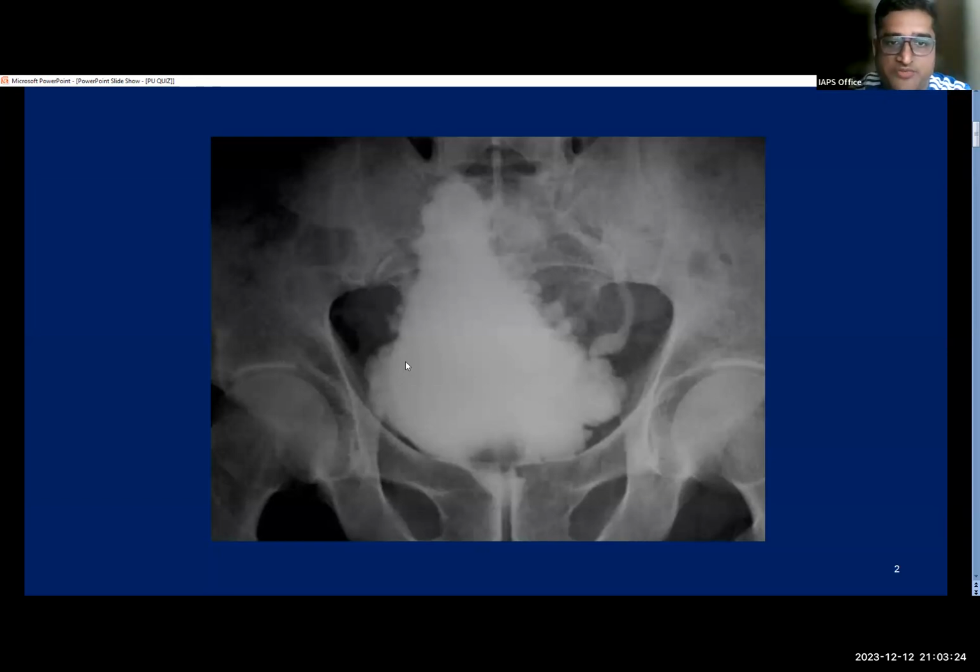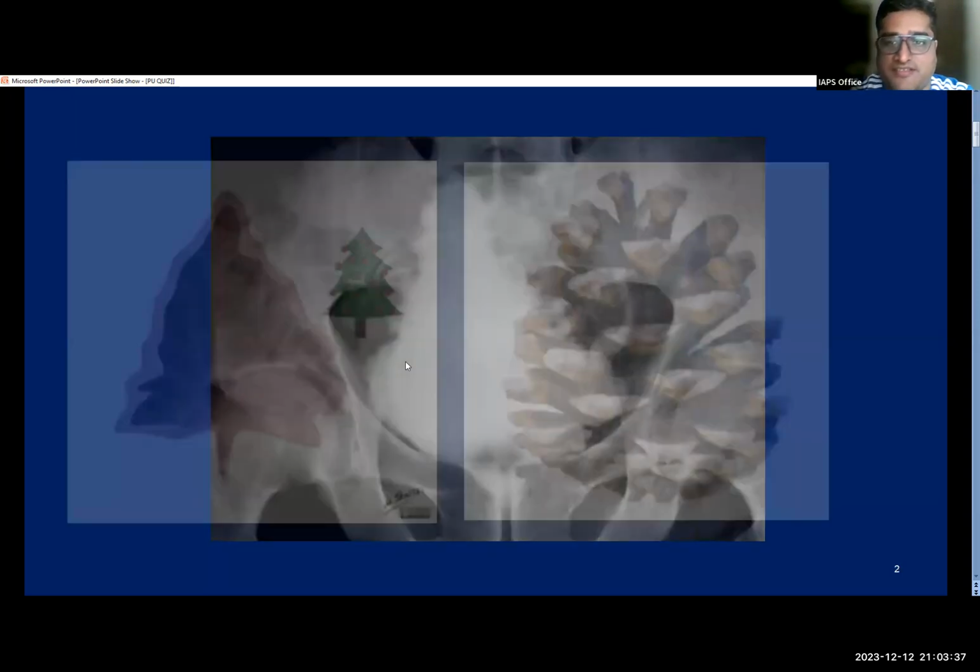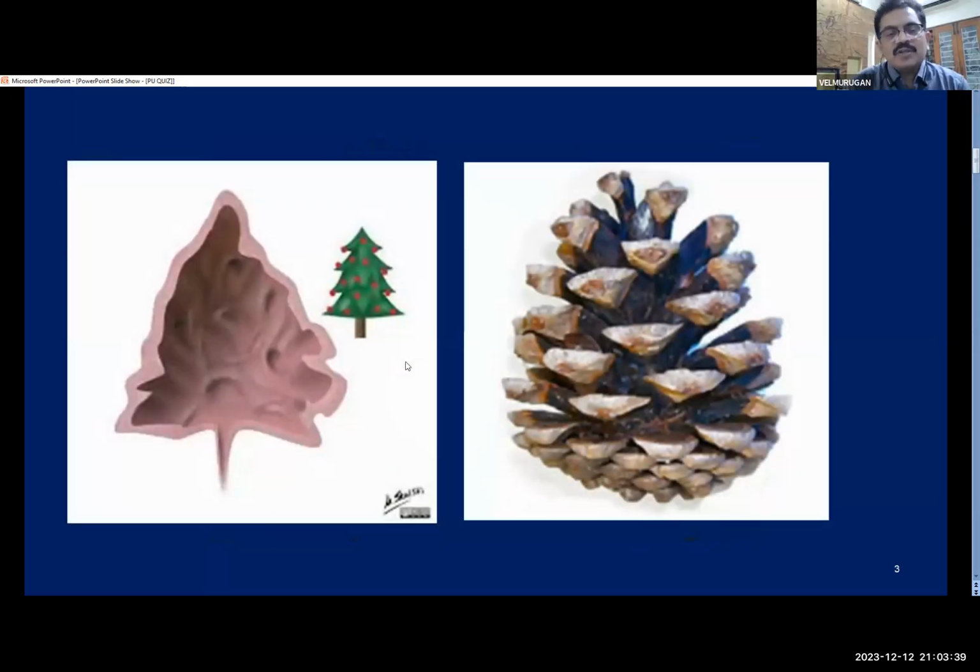Is there any particular sign visible on this X-ray? Sir, there is a Christmas tree appearance. So Christmas tree sign is seen in which condition? Neurogenic bladder. So why did you say PU valve? So it's a Christmas tree sign. Specifically you have got the descent of the bladder neck, you can see beyond the symphysis. Right. So in a PUV, you will have an ascent of the bladder base. Here you see a descent of the bladder base. So in this particular film, I would have thought of a PUV first. Okay, right. So this is also called a spinning top appearance.